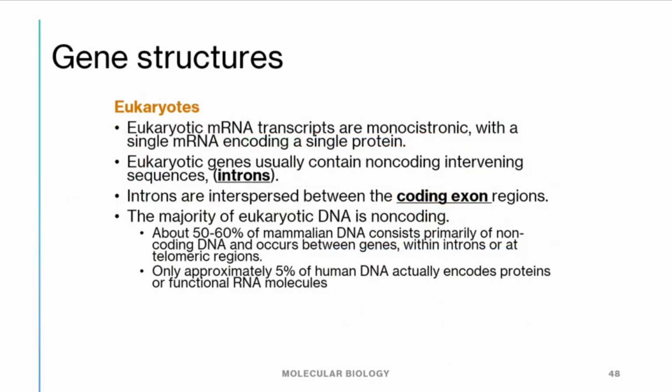Now, on the other hand, for eukaryotic cells, the mRNA transcripts from eukaryotic cells are actually monocistronic, with one single mRNA that's encoding a single protein.